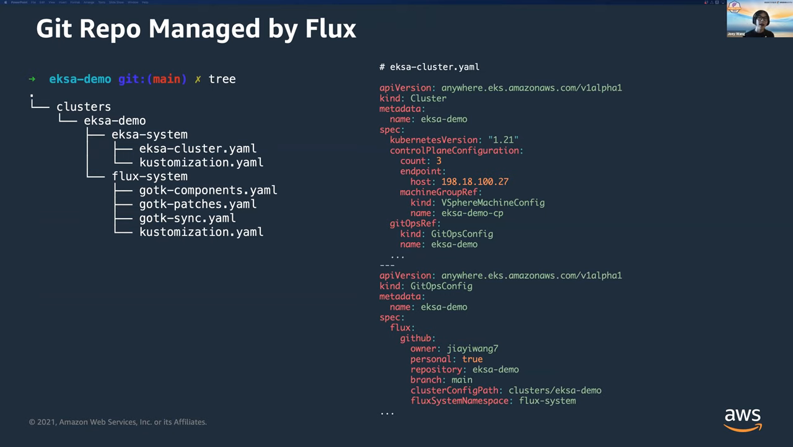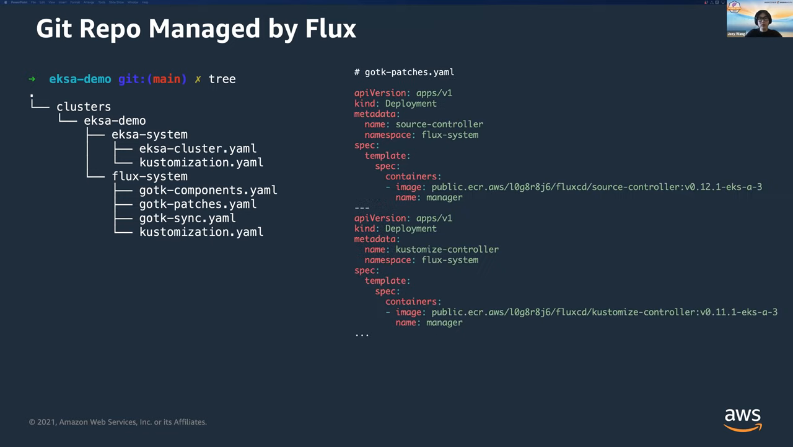So this is how the files get laid out in the Git repo. For instance, the EKS-A cluster YAML will carry the main cluster config resources as well as the GitOps config, where it specifies the basic fields such as owner, the repo name, things like that. And in the flux-system directory, the Flux patches file allows us to bootstrap Flux with customization where we can use our self-hosted Flux controller images in Amazon ECR. And there is a read-only Flux components file that defines the Flux CRDs as well as the deployment for Flux controllers.